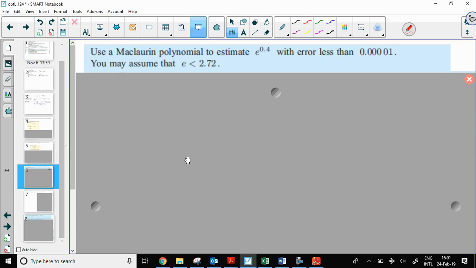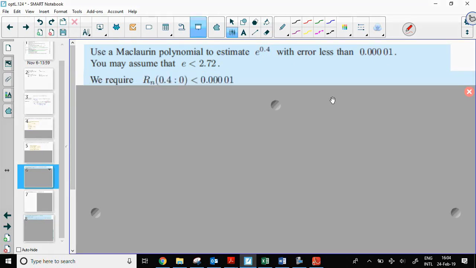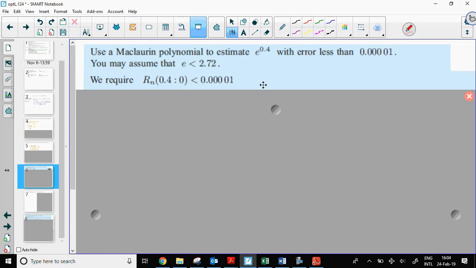So now let's try to estimate it with error less than this. So in other words, how many terms are we going to need? We start off by assuming that e is less than 2.72. Why? Because our ancestors didn't have an e button that they could press on the calculator, so they didn't know as many digits of e as we do now. I'm sure they could have worked out that it was at least less than 2.72. Okay, so we're requiring that the error must be less than that.